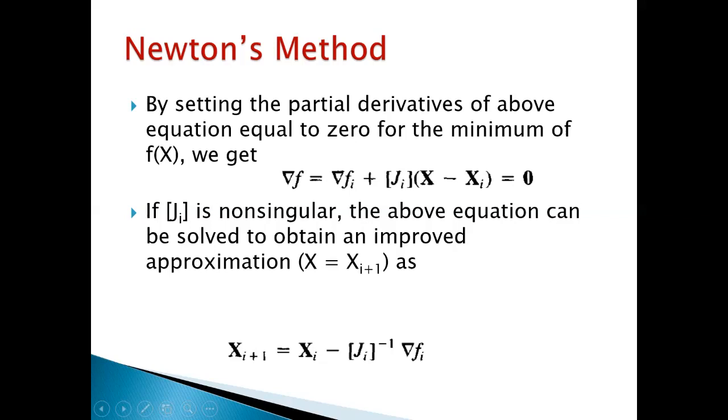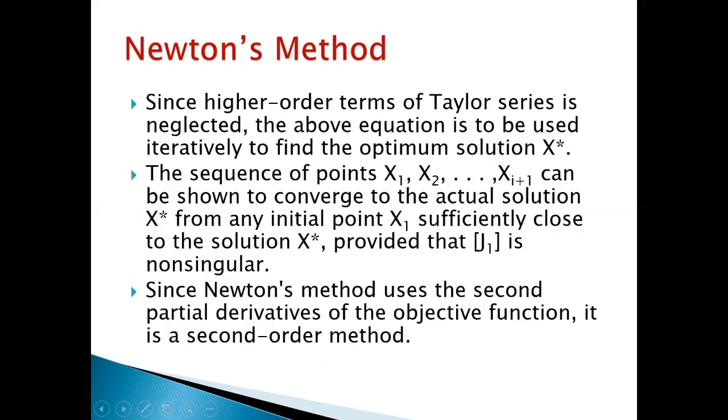If Ji is non-singular, the above equation can be solved to obtain an improved approximation for xi plus 1. Okay, xi plus 1 can be calculated from the initial point xi minus the inverse of the Hessian matrix multiplied with the gradient at that point. Here, higher order terms of the Taylor series are neglected. The above equation is used iteratively to find the optimum solution x star, for the sequence x1 to xi plus 1, till it converges to the actual solution from initial point x1, provided that J1 is non-singular.